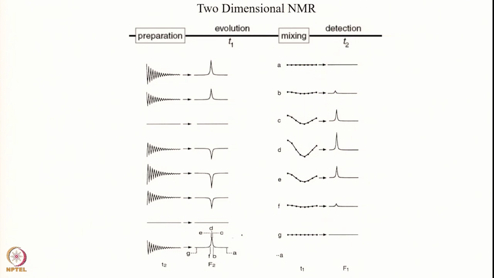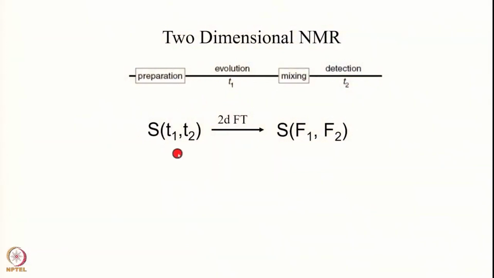Okay. So, this is the principle of 2-dimensional NMR, which is summarily described here. You have the 2-dimensional NMR signal S(t1, t2), a time domain signal with 2 time components t1 and t2. You have to do a 2-dimensional Fourier transformation and generate 2 frequency axes F1 and F2. These are independent Fourier transformations, you can do either one first, whichever order you want, it does not matter.